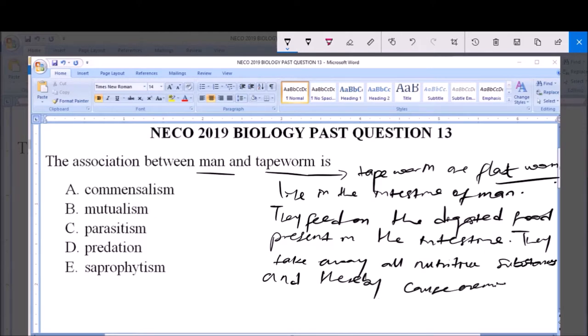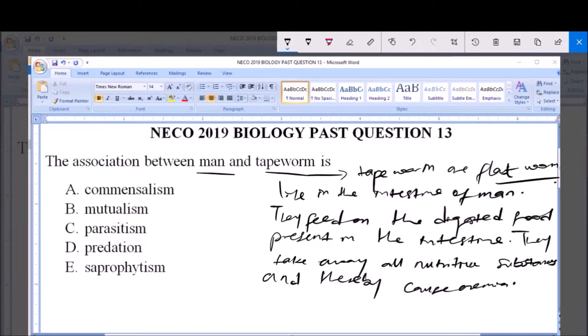Now you see that the activities of this tapeworm in man are harmful, because they live in the intestine, that is in the gut of man, feed on the digested food which is supposed to be used by the man, take away all the nutritive substances, and cause what? Anemia. They also cause what? Vomiting in severe cases, and even irritate the walls of the intestine. So these activities are harmful to man, and the tapeworm actually lives in man.